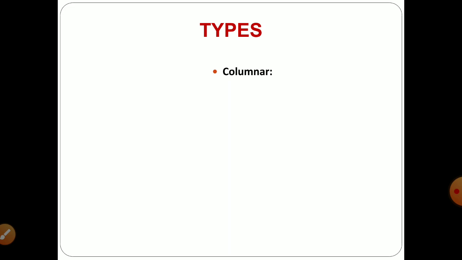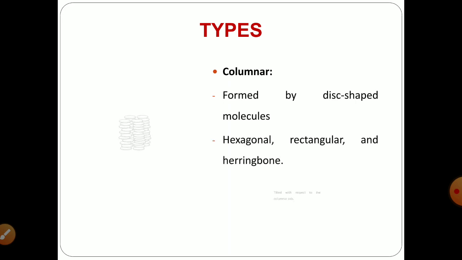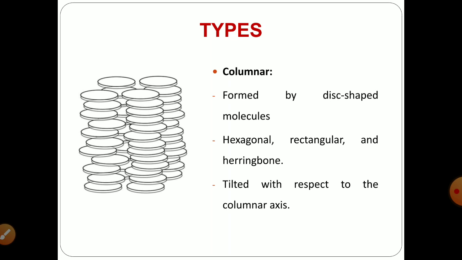The next type of liquid crystal is the columnar liquid crystal. They are formed by disc shaped molecules. They have hexagonal, rectangular or herringbone structure. Their dimension is a two-dimensional lattice and they can occur in a columnar arrangement. In the herringbone mesophase, molecules are tilted with respect to the columnar axis. Means the axis that separates them is responsible to undergo tilting. So the rotation is around this axis.